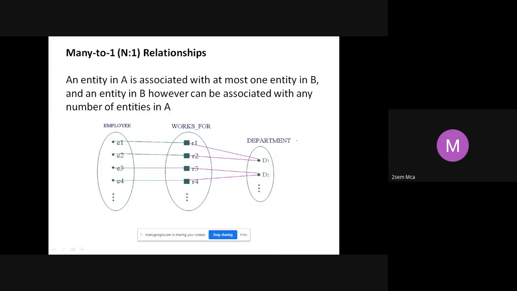Okay. Now, many to one. An entity in A is associated with at most one entity in B. And an entity in B, however, can be associated with any number of entities in A. So, student belongs to a branch will become... One student can belong... No, again, that will not come. Student belongs to a branch will be many to one. Many students can belong to one particular branch. That's right. Many to one.